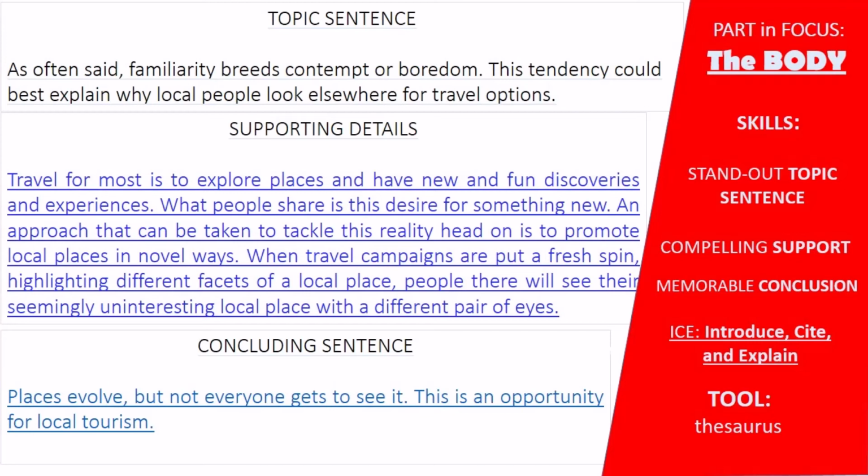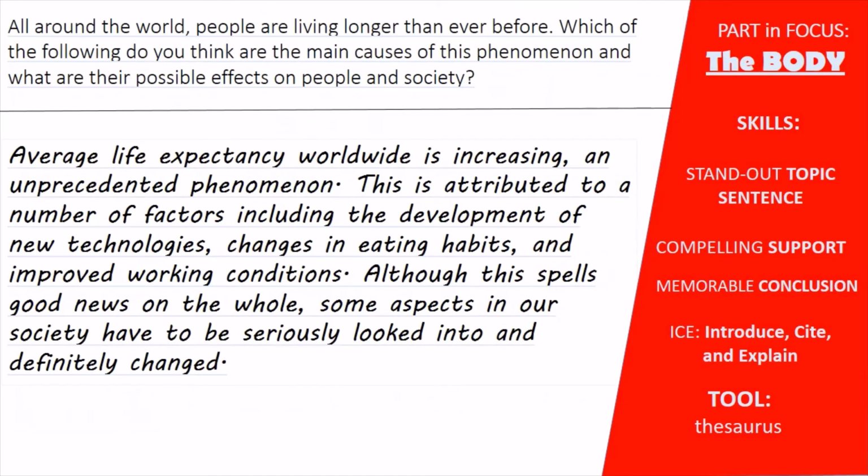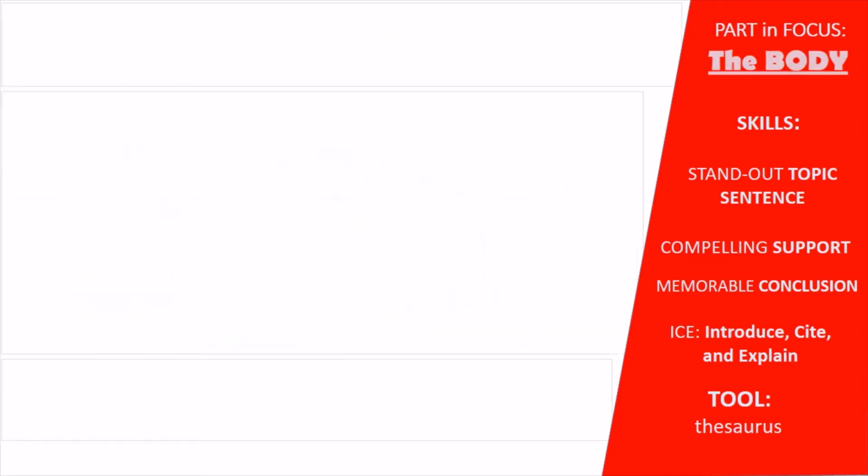Go ahead, take a minute or two to read it. We've covered topic sentence, support, conclusion, using I's. The thesaurus will be a mainstay because it's our main tool.